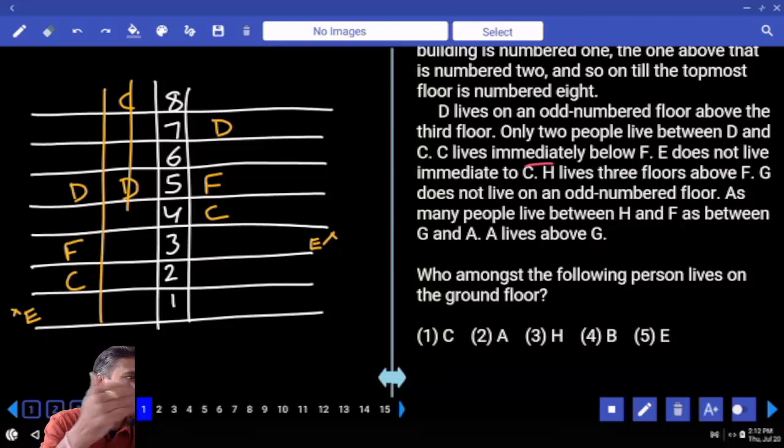H is 3 floors above F, which means between H and F we need to have only 2 floors, isn't it? Now H must be at this place, above the 3rd floor. H is above the 3rd floor. And similarly here, H must be at this place.